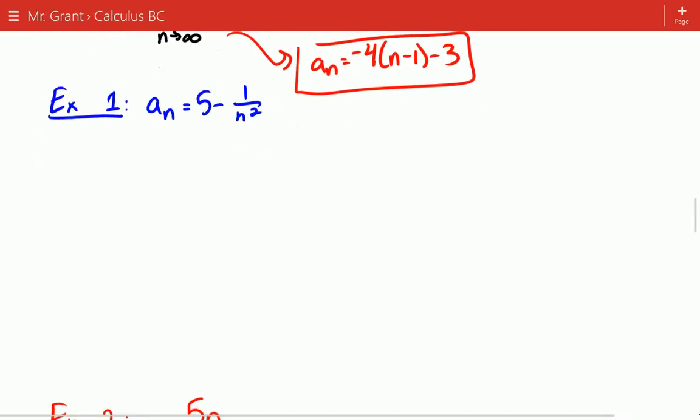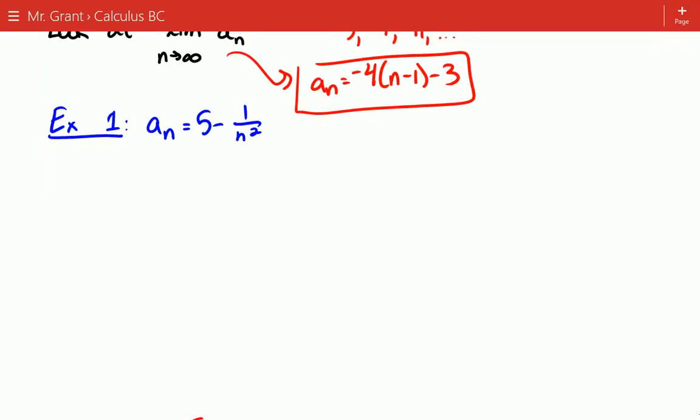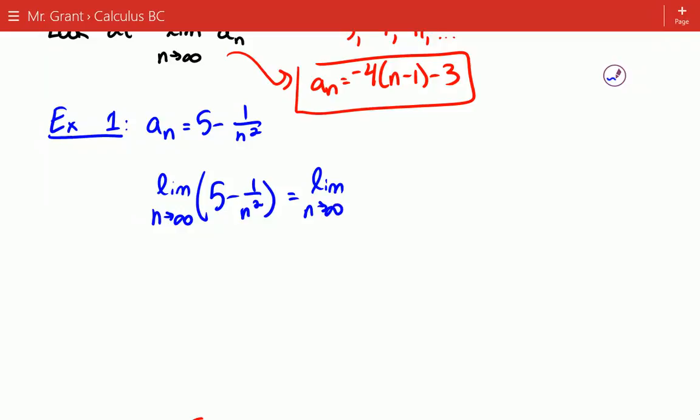Let's take a peek. First example, if you have the sequence given by 5 minus 1 over n squared, will it converge or diverge? Well, let's take a look at the limit as n gets infinitely large of 5 minus 1 over n squared. Limit properties say that we can take the limit of each individual piece, so it's going to be the limit of 5 minus the limit as n gets infinitely large of 1 over n squared. Well, the limit as n goes to infinity of 5 is just 5, it stays constant. Minus, if you plug in an infinitely large number in the denominator of a fraction, a constant over, it's just going to go to 0.